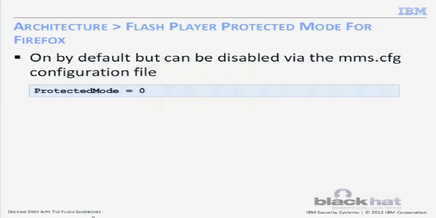One difference between Firefox Flash and the two other Flash implementations is that you can disable it via the mms.cfg configuration file, which is Firefox Flash's privacy and security settings configuration file. You can add this line, ProtectedMode=0, in that mms.cfg configuration file to disable it. The mms.cfg configuration file can be found in the Macromed/Flash folder in the system directory.